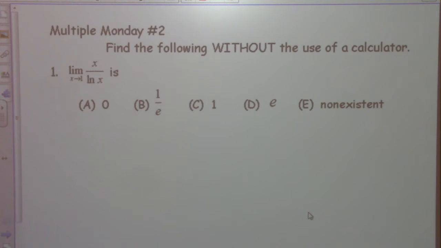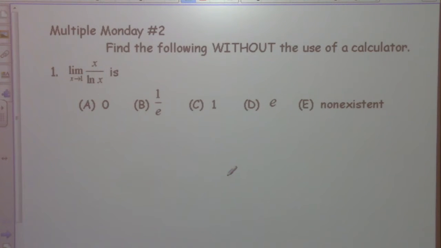Classmates. Anyway, we're going to go over these multiple choice problems, Multiple Monday. So viewers at home, you can just watch this and see if you get it right. Okay, number one, find the following without the use of a calculator. We have the limit as x approaches 1 of x over natural logarithm of x.